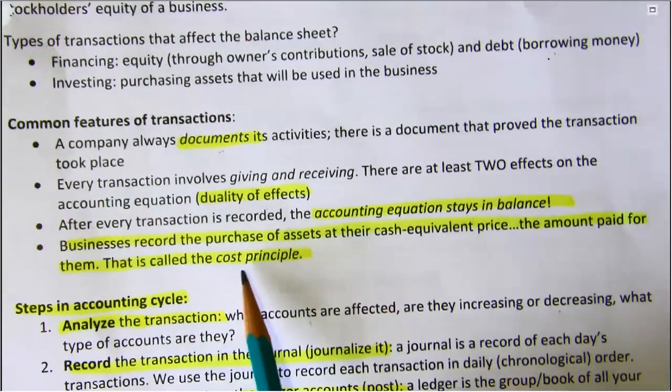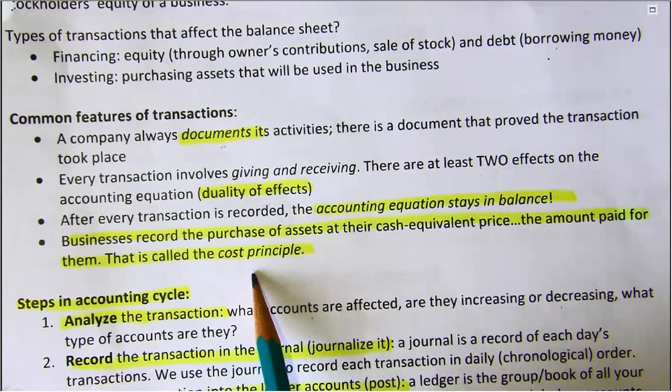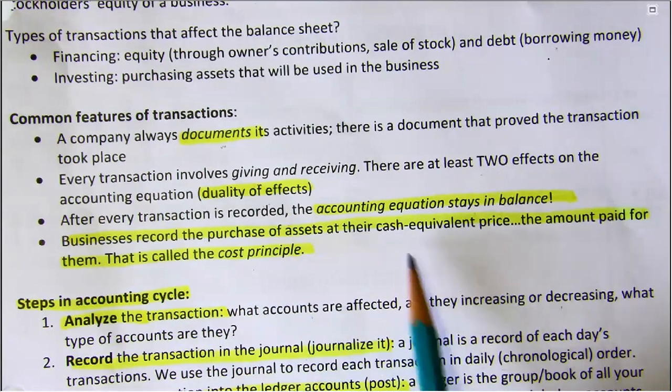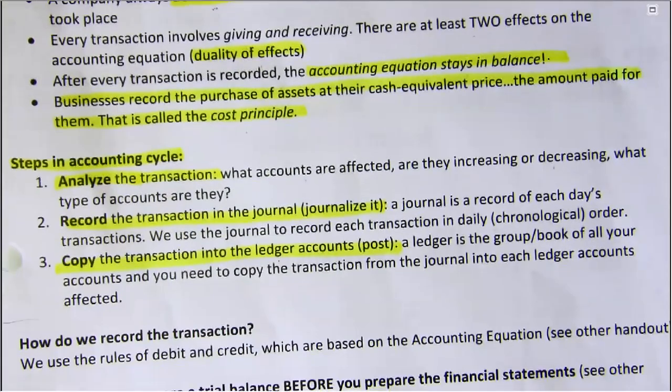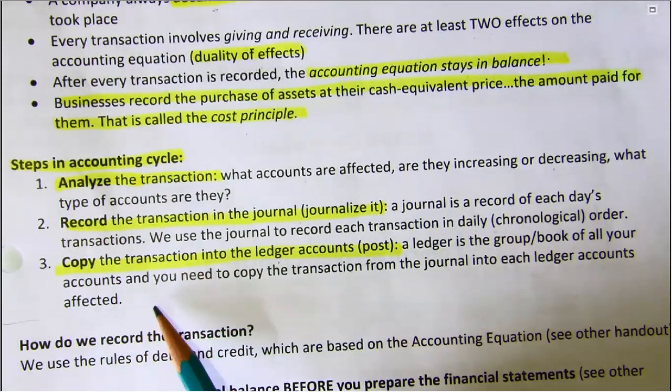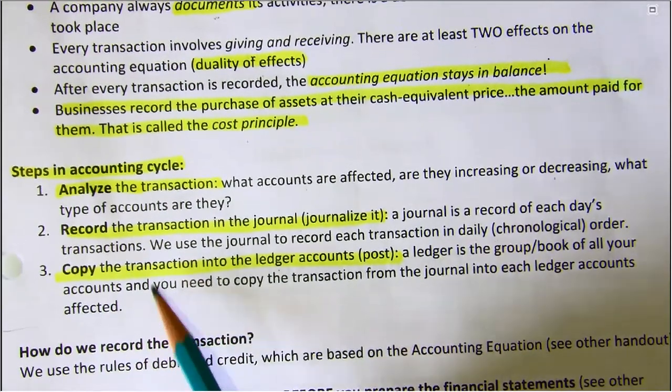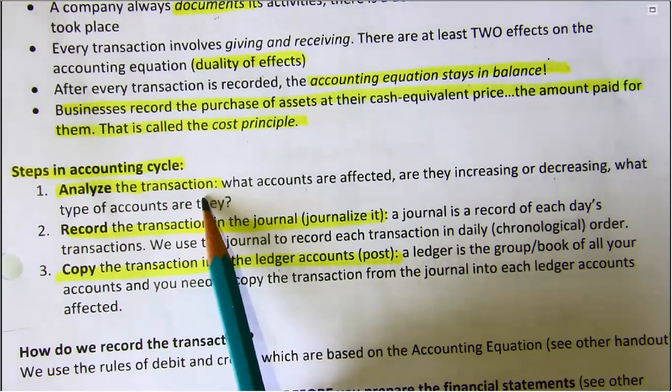And then finally, we learned about the cost principle, which states that when you buy assets, they should be recorded at their cash equivalent price. And then we leave them on our records at that amount. Then we talked briefly about these 3 steps, which we will actually accomplish today. We're going to learn how to analyze the transaction.